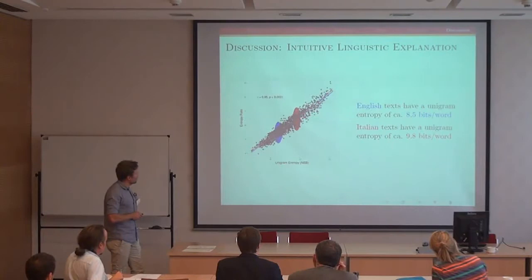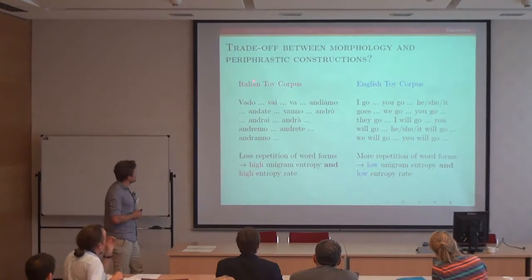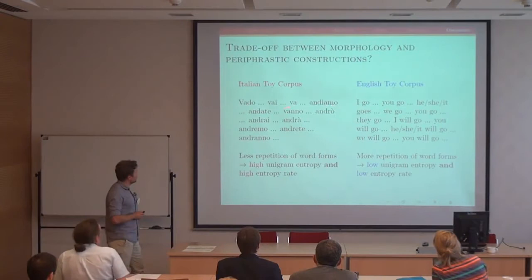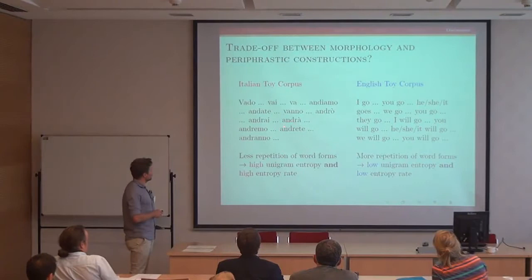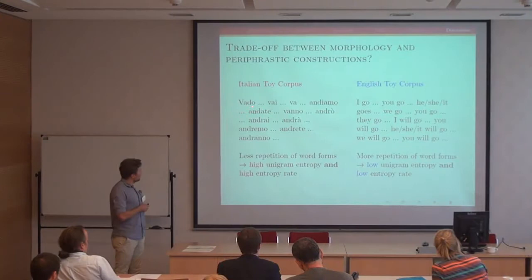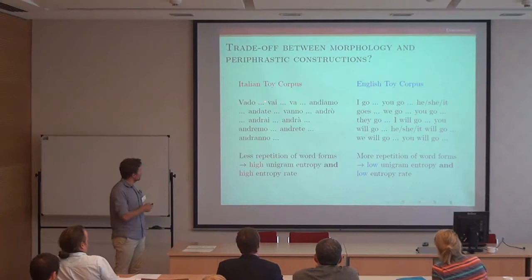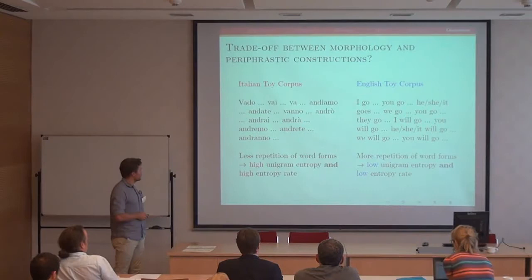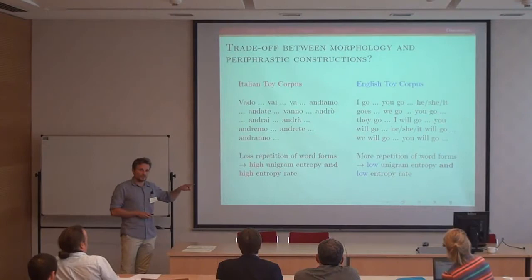So why is that? Let me give you a very simple example. Imagine that this is your Italian toy corpus: vado, vai, va, andiamo, andate. This is to go in different persons, and also in the future tense, andrà is he will go, or she will go. Now, if you look at this corpus, because the information is stored in the word forms in Italian, in these verb forms, there is not a single verb form which is repeated in this corpus, right? If everything else is equal, then all these word forms are different. Hence, you're going to have a high unigram entropy in this corpus, and also a high entropy rate, because we estimated entropy rate based on repetitions of words, and there are none here.